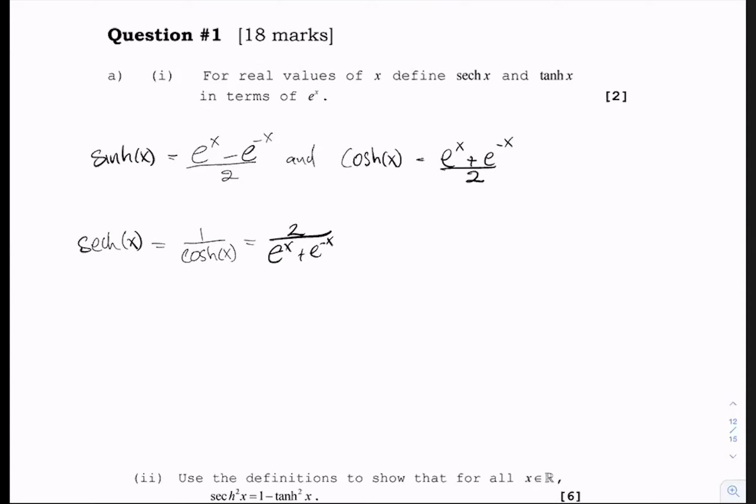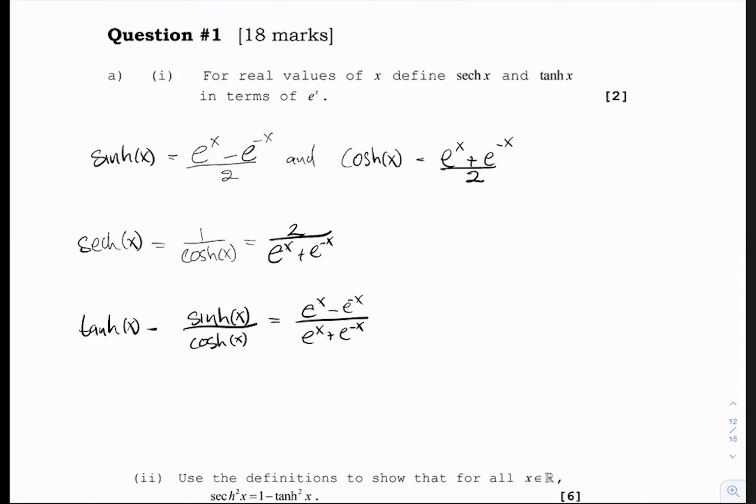Right? And from this, we can also define tanh of x, which is equal to sinh of x divided by cosh of x. This then simplifies to e to the x minus e to the minus x, divided by e to the x plus e to the minus x. And there we have completed question number 1.